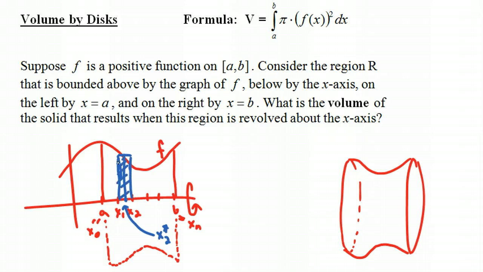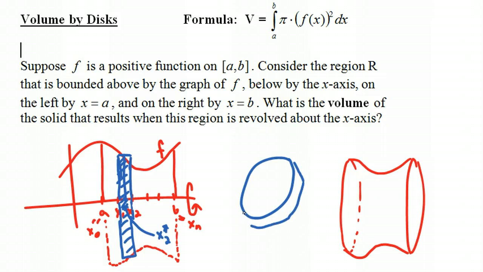We're going to take this rectangle and we're going to revolve it around the x-axis. So it'll revolve around to down here. Notice what we get is a disk. This becomes a disk, or a cylinder is another word for disk.